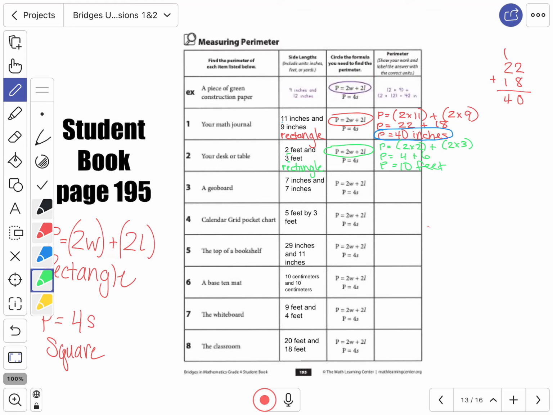Okay, we're going to do one more together, and then you're going to do the rest of these on your own. Alrighty, let's change colors again. Whoopsie, but I forgot to circle my answer.